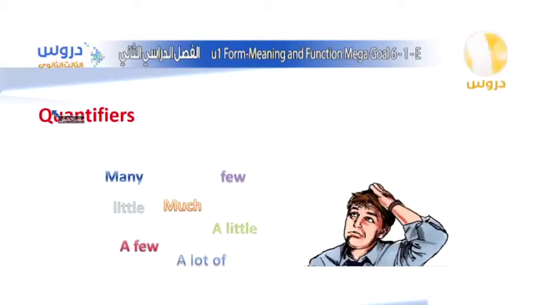Quantifiers. Now, we will move from talking about articles. We are going to talk about something different. It is quantifiers. Quantifiers like what? Many, few, little, much, a little, a few, a lot of. We call these quantifiers.